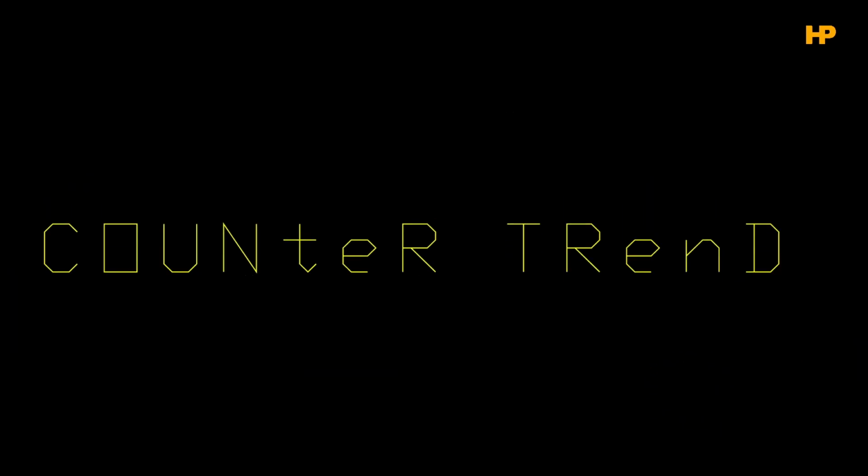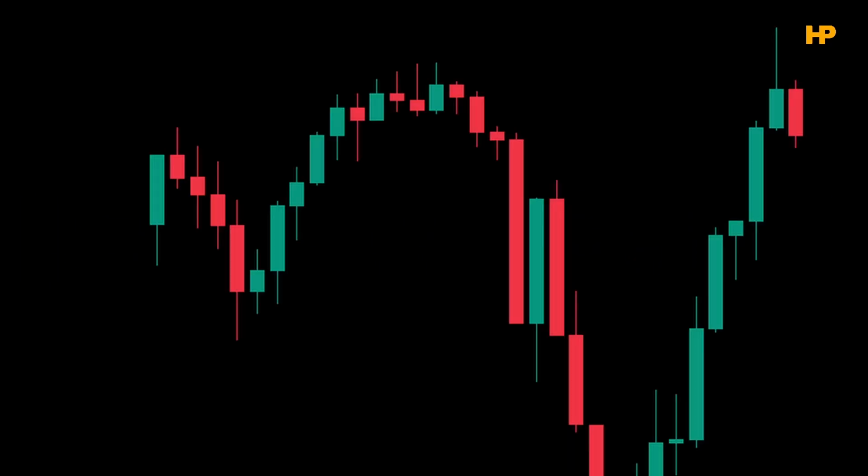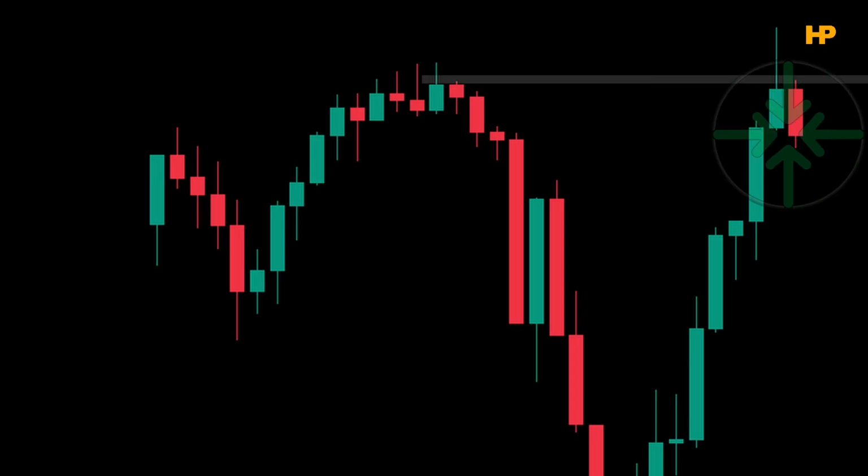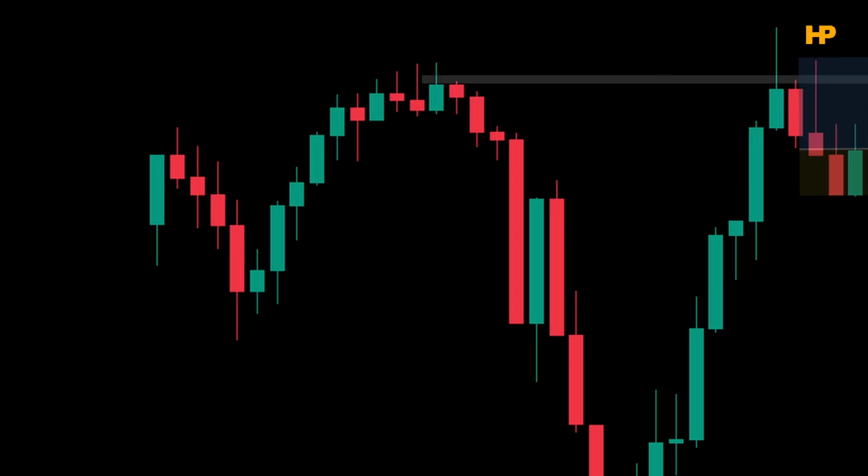Now let's see setup number 3, counter trend. In an uptrend, price hits a resistance level and a bearish candle forms, rejecting the upward move. This is your confirmation candle when this bearish candle breaks and closes below the previous bullish candle, hinting at a reversal. Enter a sell trade when the next candle breaks the low of this bearish candle. Your stop loss must be above the high of the confirmation candle.